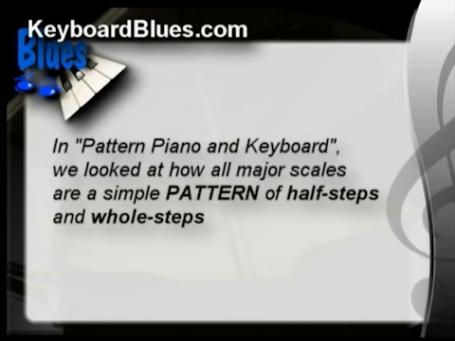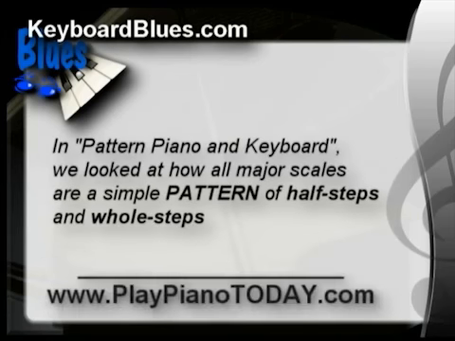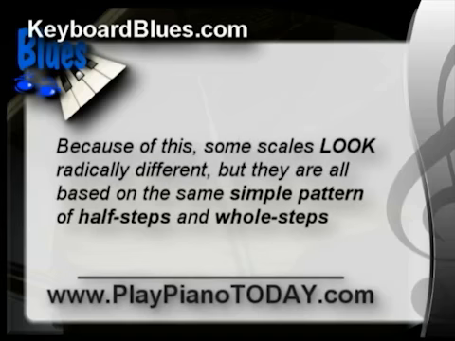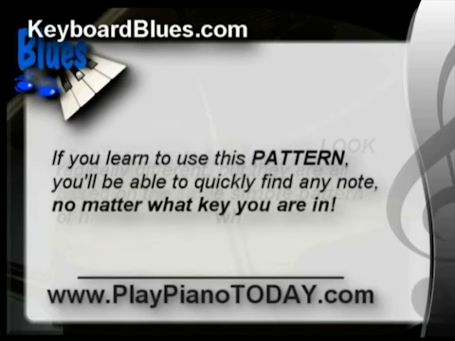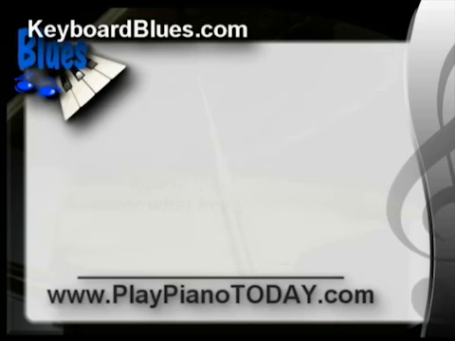In our original course titled Pattern Piano, we looked at how all major scales are a simple pattern of half steps and whole steps. Because of this, some scales look radically different. For instance, C major has no black notes, while A major has 3 black notes. But they're all based on the same simple pattern of half steps and whole steps. Now here's the trick. If you learn to use this pattern, you'll be able to quickly find any note, no matter what key you're in. Make sure you get the original course.